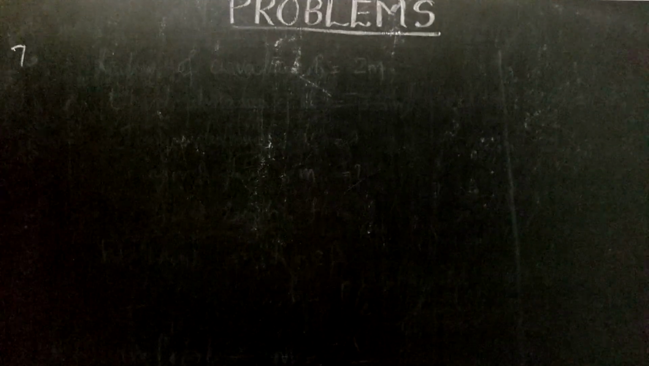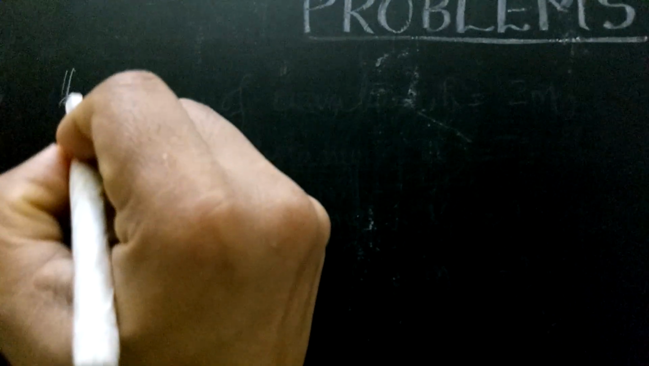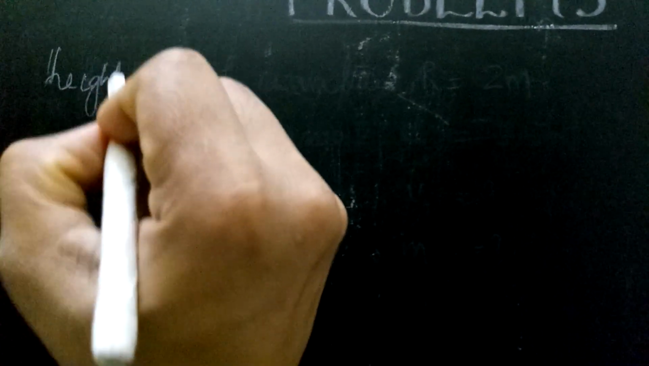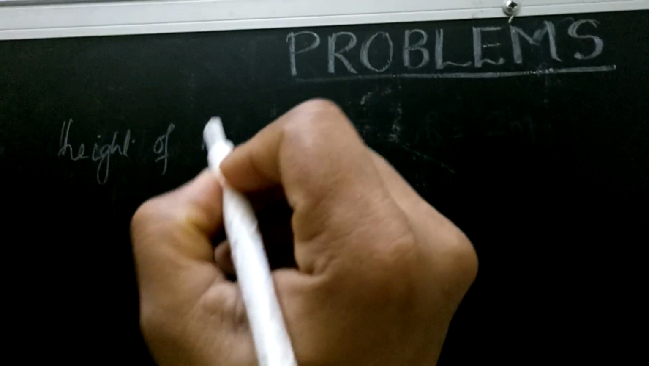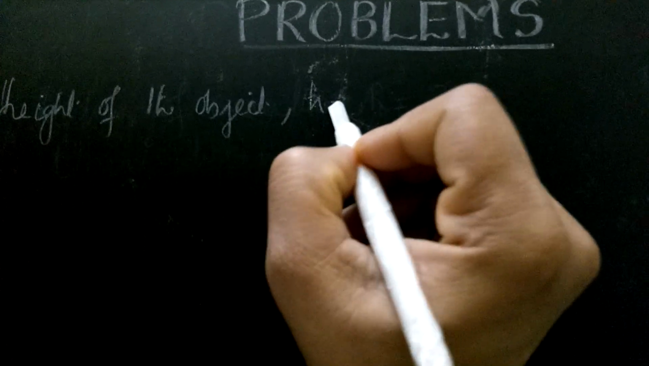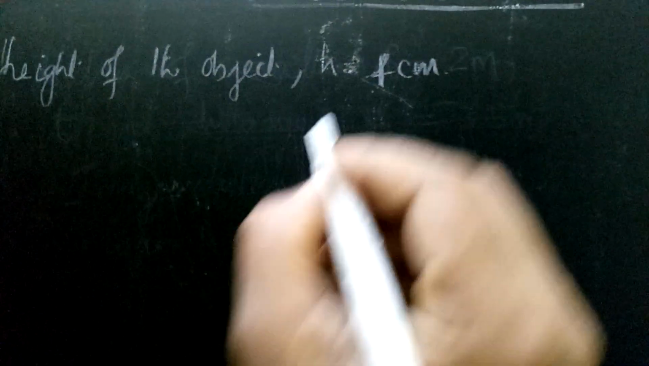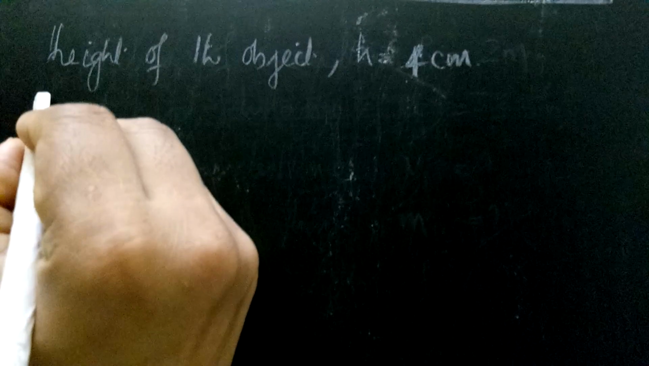Now 7th question. An image of height 4 cm is placed at a distance of 6 cm. So height of the object is given. H is equal to 4 cm. So that is 4. It is positive itself.